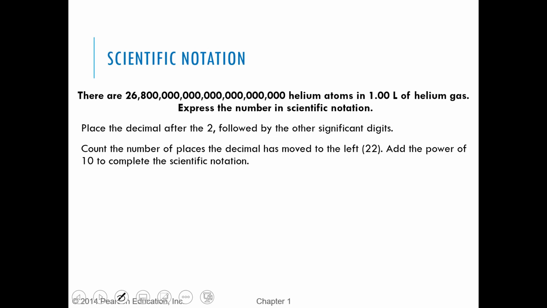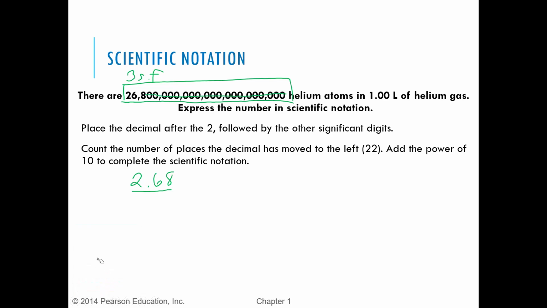If I said that there are this many helium atoms in 1 liter of helium gas, let's express that in scientific notation. So I need to take this and make it a number between 1 and 10. So I'm going to place my decimal point right between the 2 and the 6. So I'm going to make this 2.68. Now I have to be cognizant of significant figures. If I look at this big number, all of these zeros are trailing zeros, so they are not significant. I have 3 significant figures. Therefore, when I write my scientific notation, I also must have 3 significant figures.